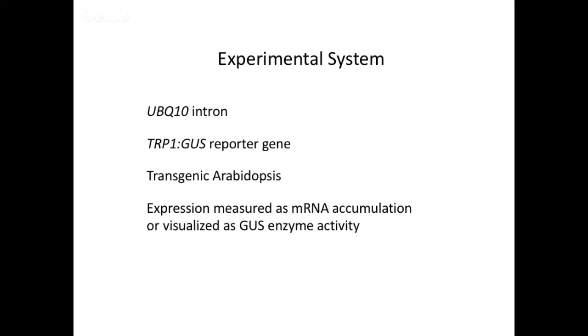Most of the results I'll tell you about today were with a strongly stimulating intron from a ubiquitin gene, which I've put into a reporter gene, which is a fusion between the Gus reporter and a biosynthetic gene from the tryptophan pathway. I'm measuring expression as mRNA accumulation, and the numbers that I'll show you reflect the degree to which steady-state RNA levels are increased by the presence of an intron relative to an otherwise identical intronless control in single-copy transgenic Arabidopsis. I'll also show you some pictures where enzyme activity is visualized by histochemical staining for Gus enzyme activity.